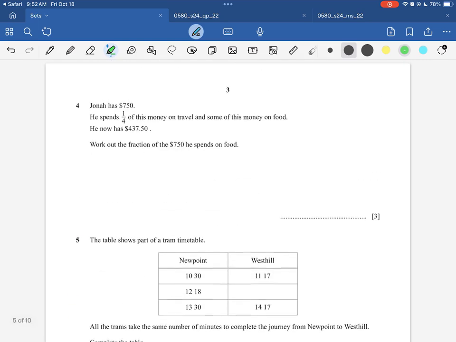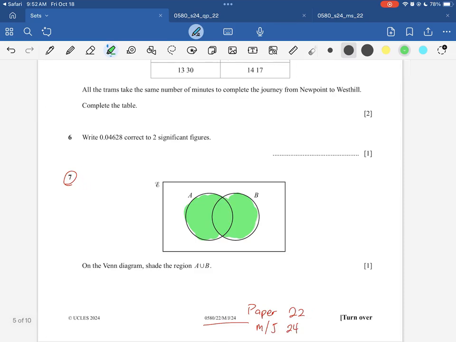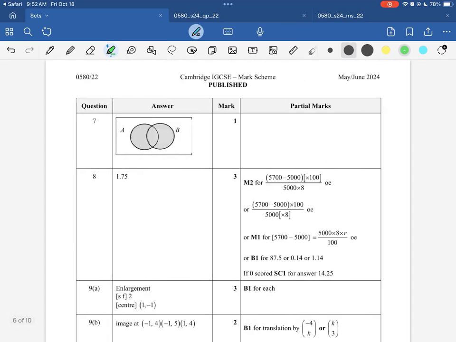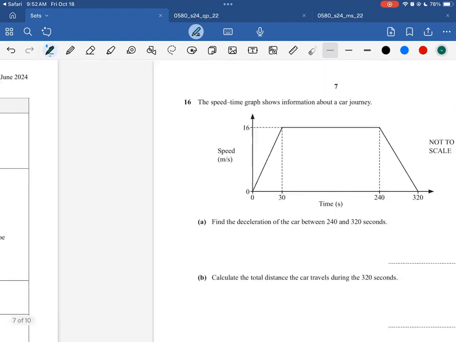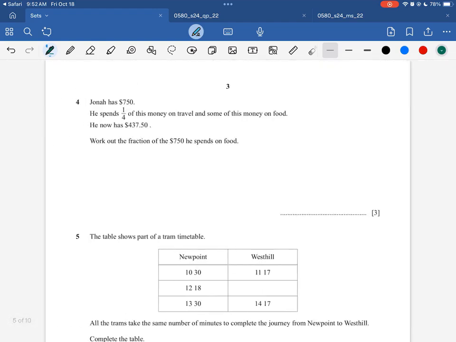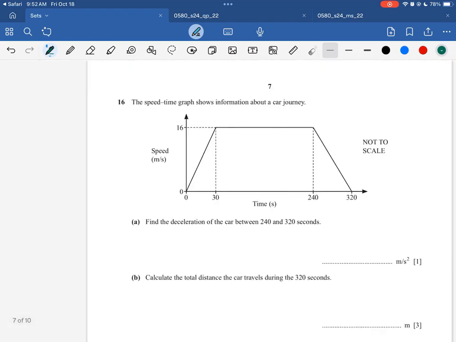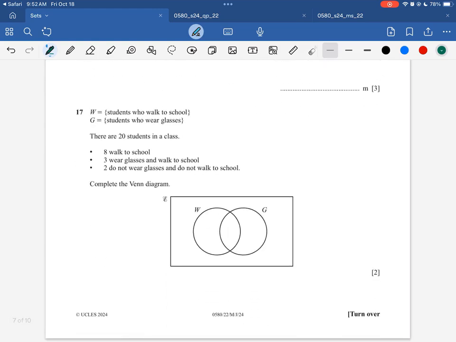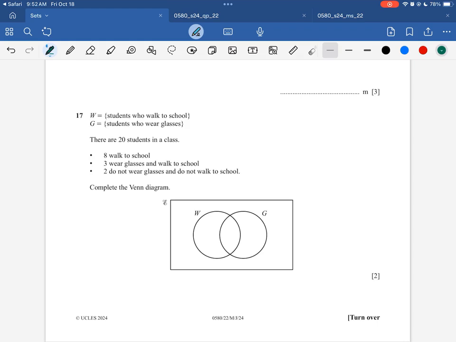So this is the only question on this page. If you look here, this is the mark scheme for it. Everything inside A and B. I'm just doing different set questions on it. This is number 17. So here it says W is the students who walk to school. G is the students who wear glasses. Now there are 20 students in this class.